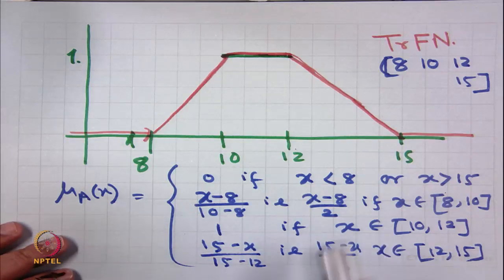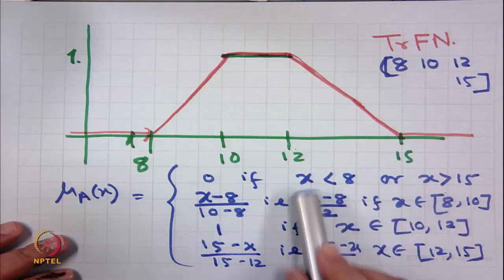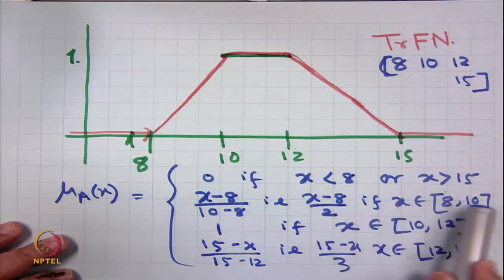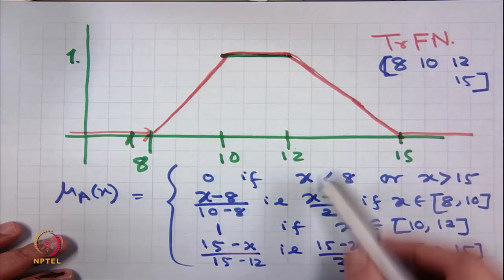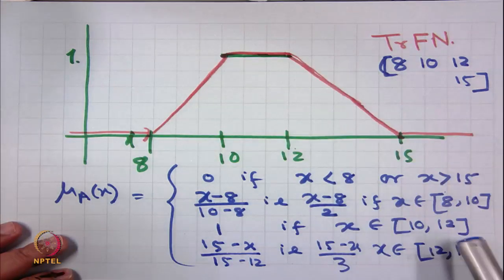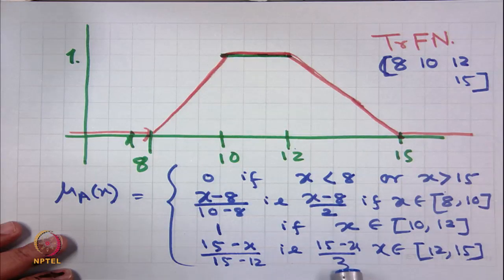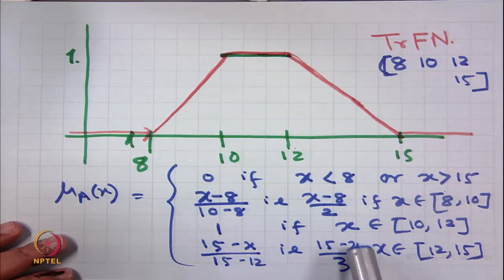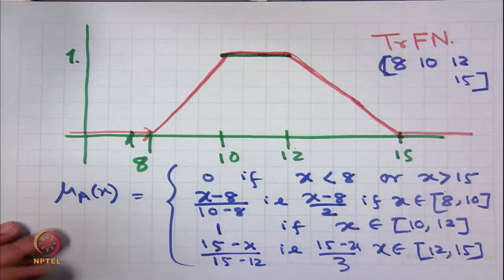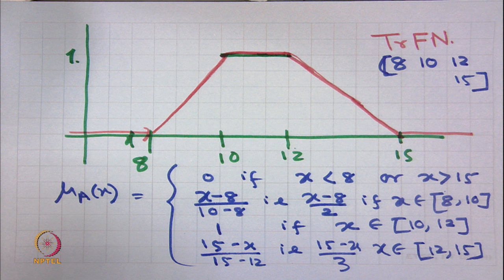You can check that at x is equal to 8 membership is 0, at x is equal to 10 membership is 1, between 10 to 12 it is remaining 1, then again at 12 it is 3 by 3, that is 1, and at 15 it is 15 minus 15 upon 3, which is 0. So, this gives us a trapezoidal fuzzy number.